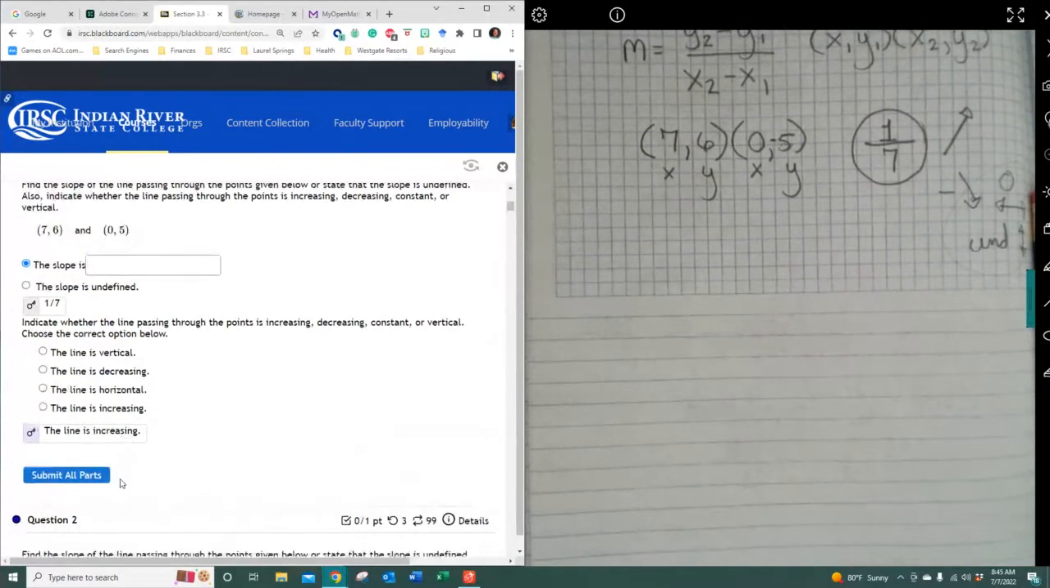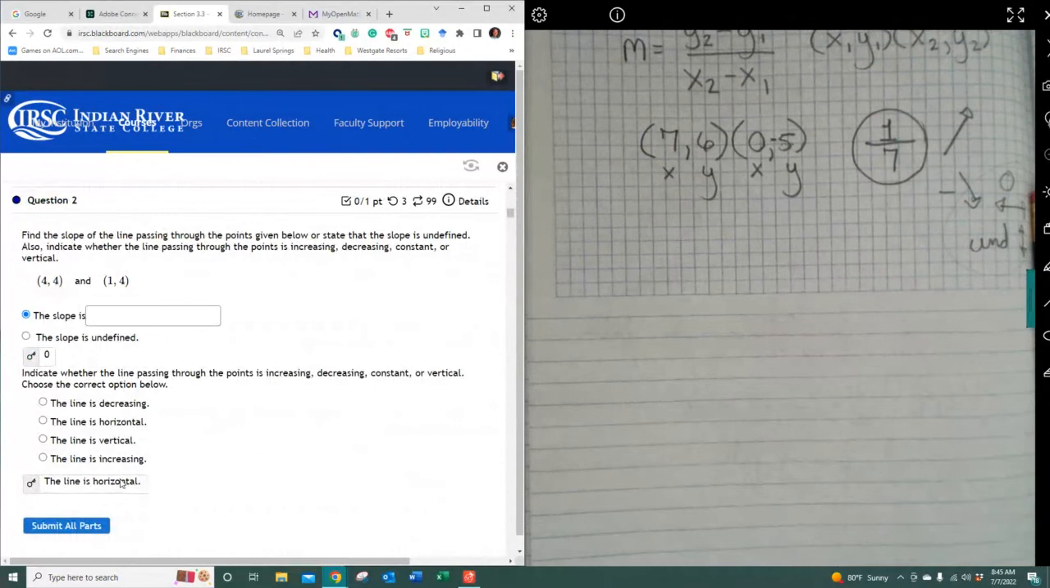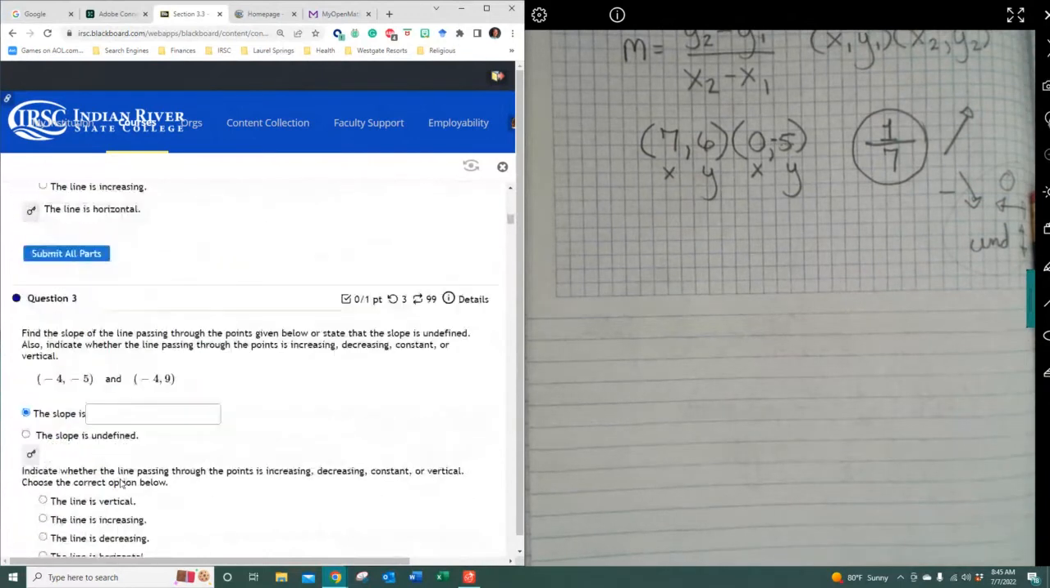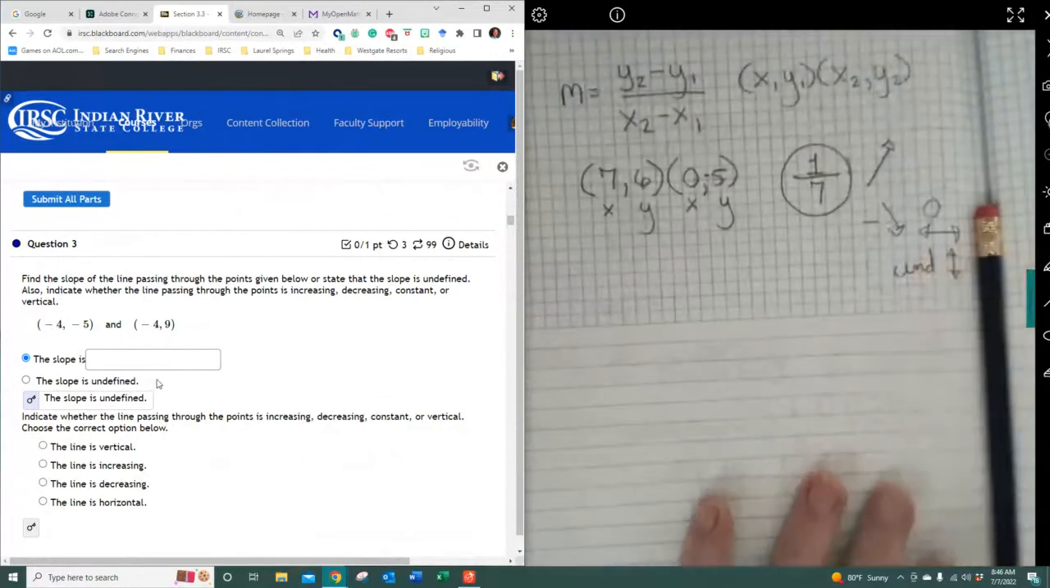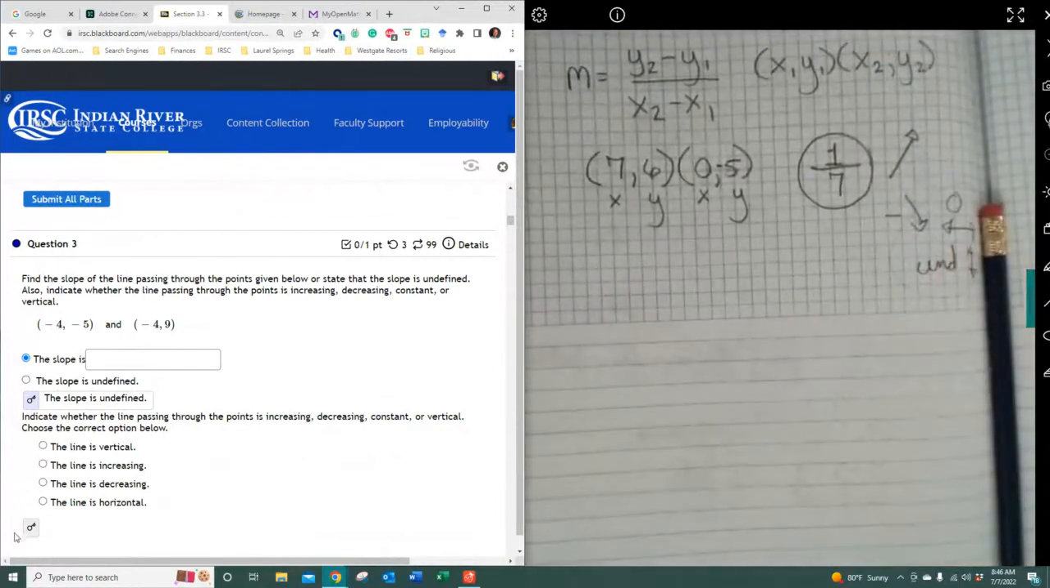This one was increasing. But I just wanted to point out to you, whenever your values of x are exactly the same, you don't have to do anything. If you're finding the slope and your x's are the same, then the slope is undefined. So that's a quick way of determining that it's vertical. The line is vertical at that moment.